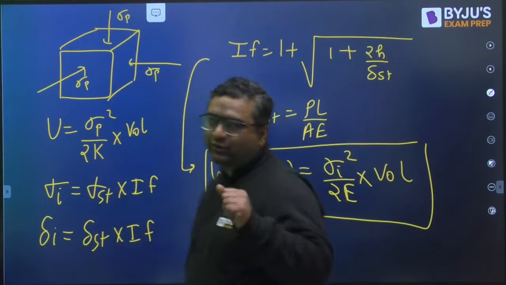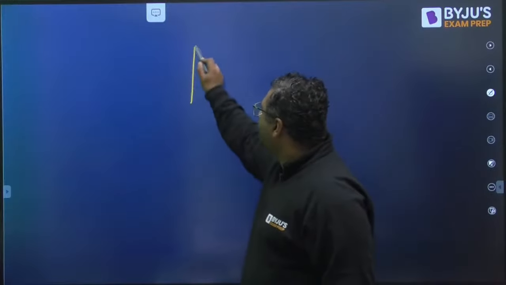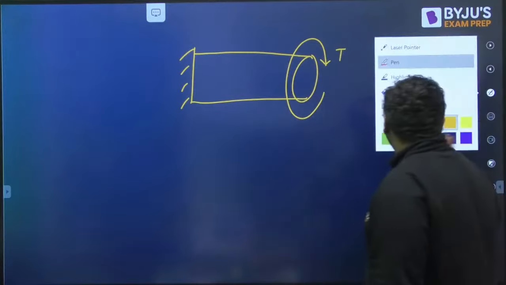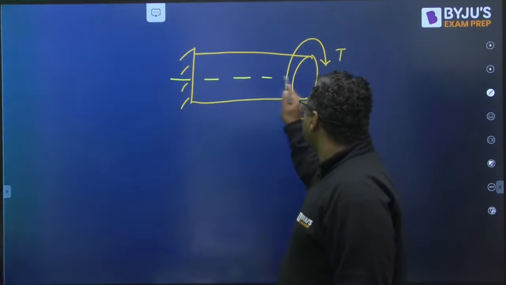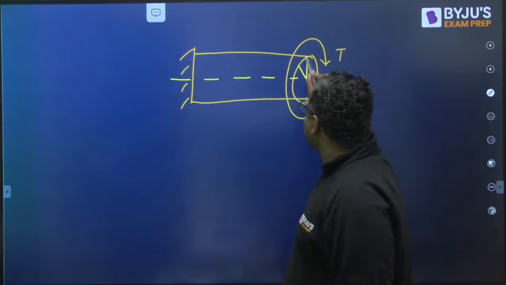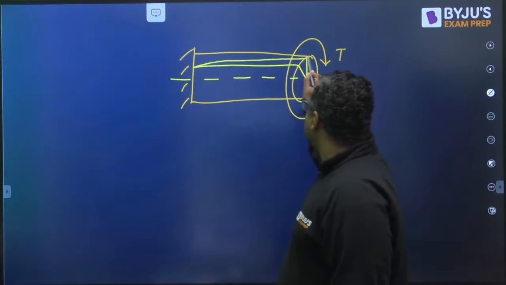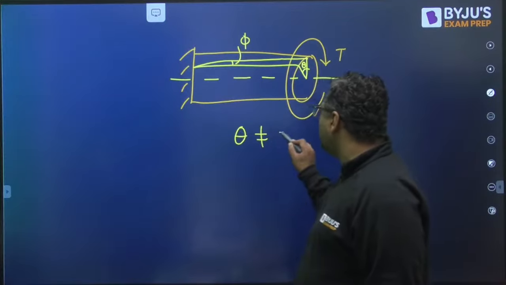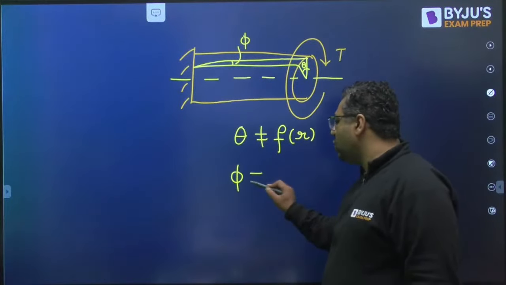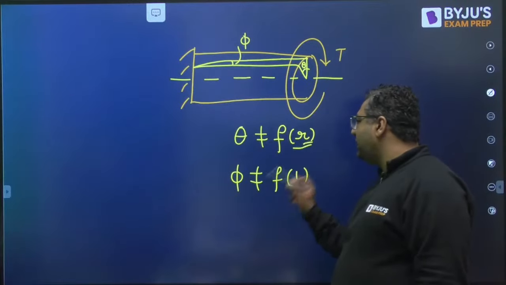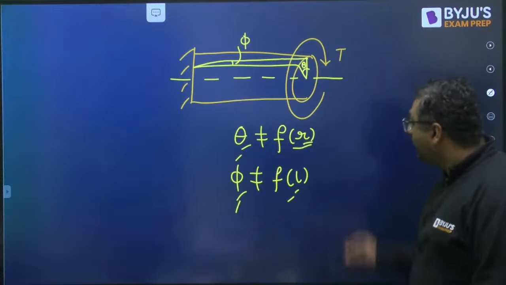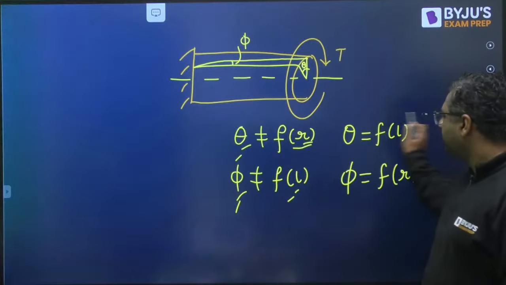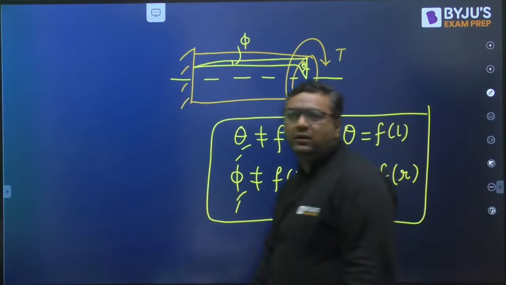One more thing I would like to tell you: whenever we have torsion, you are applying the twisting moment like this. If we are talking about a fiber like this which is rotating, and this is fixed, this is said to be the angle of twist, and this is said to be the shear angle. Then you must be aware that theta is not at all a function of radius. Similarly, phi is not at all a function of length. Meaning if you change the radius, theta will not change, and if you change the length, phi will not change. But theta is found to be a function of length, and similarly phi is found to be a function of radius. This is how the things vary. That can also be asked.